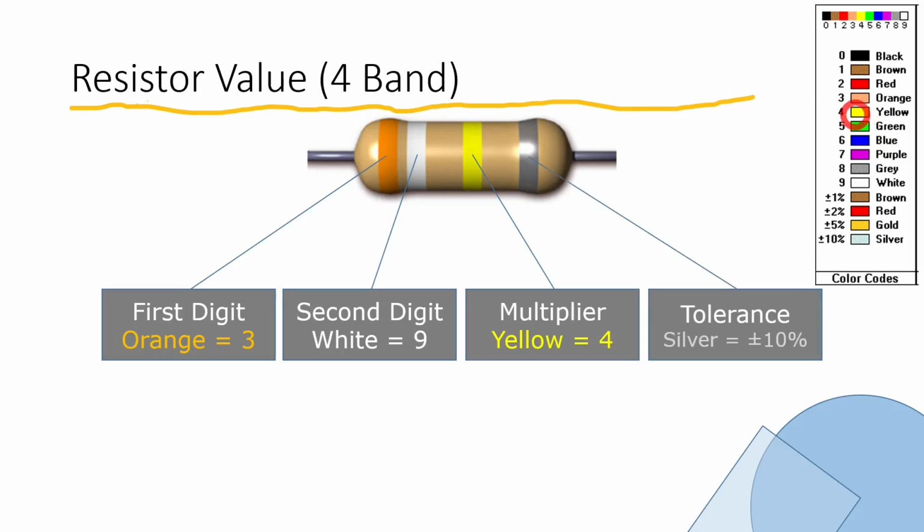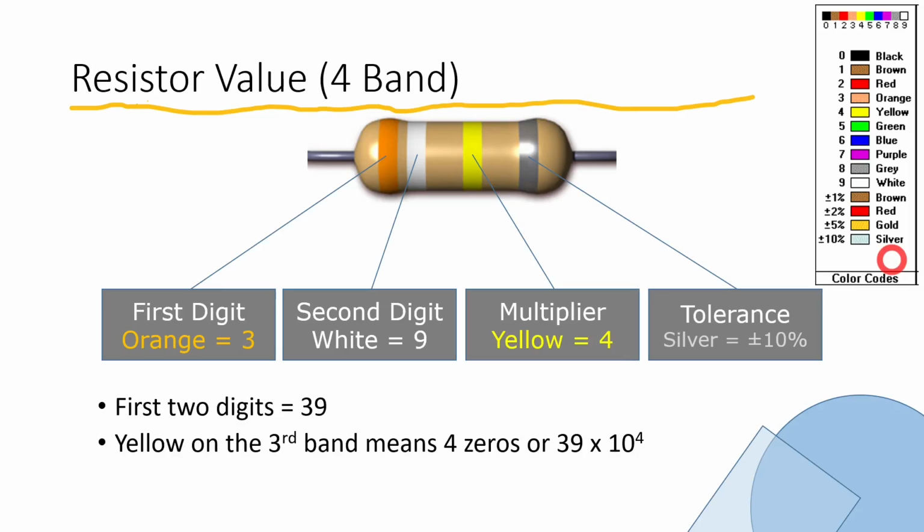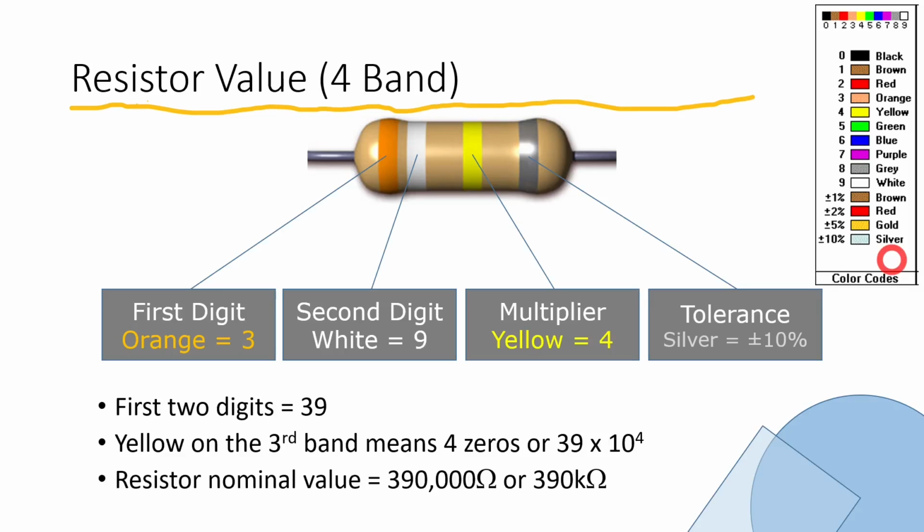And then our tolerance band is silver, and you see silver here is plus or minus 10% for our tolerance band. So the first 2 digits are 39. The yellow on the 3rd band means 4 zeros, or 39 times 10 to the 4th. And that means that resistor's nominal value, you could replace that with the word normal, or its advertised value, is 390,000 ohms. So we would say that as a 390 k ohm resistor.